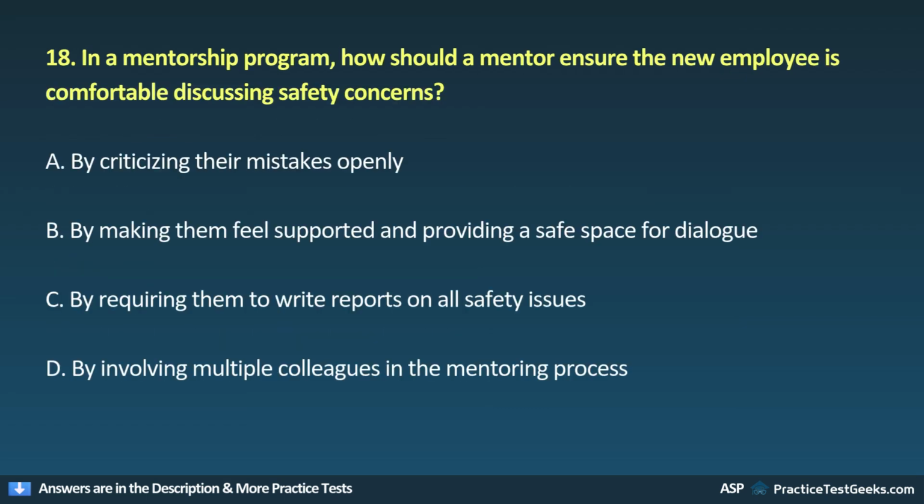18. In a mentorship program, how should a mentor ensure the new employee is comfortable discussing safety concerns? A. By criticizing their mistakes openly. B. By making them feel supported and providing a safe space for dialogue. C. By requiring them to write reports on all safety issues. D. By involving multiple colleagues in the mentoring process.